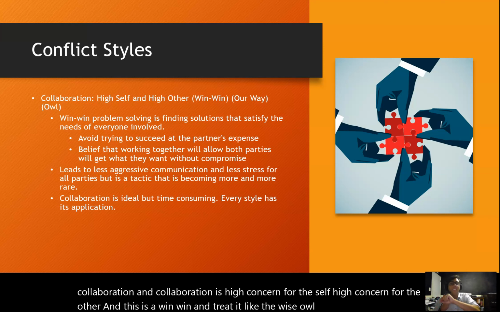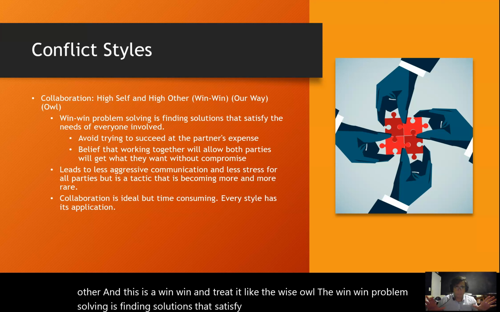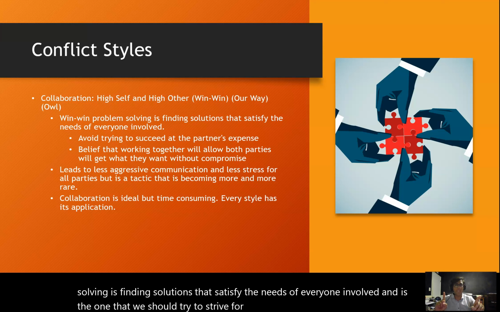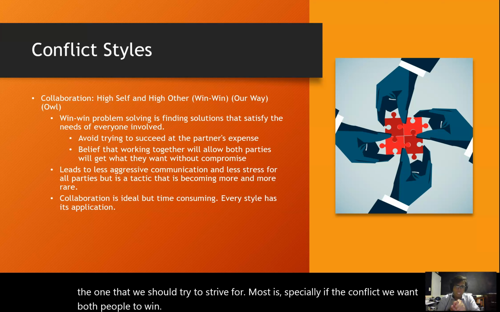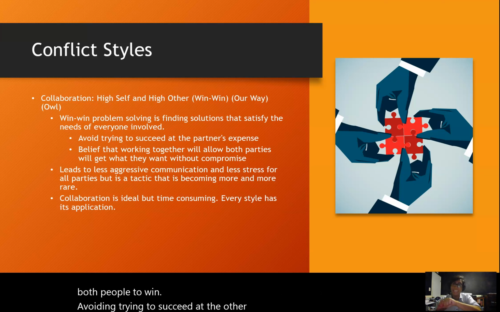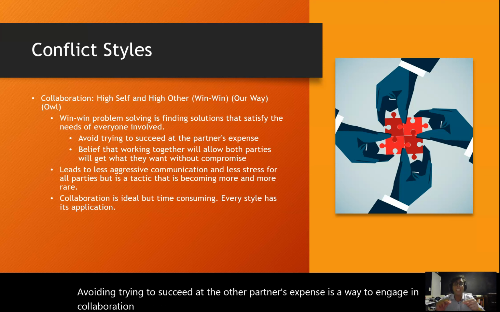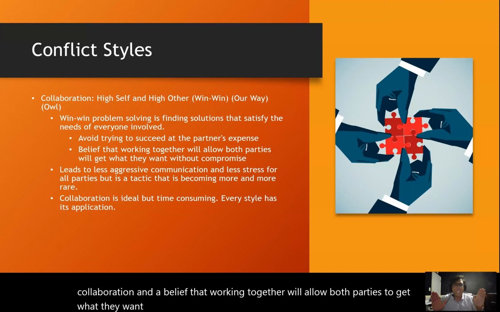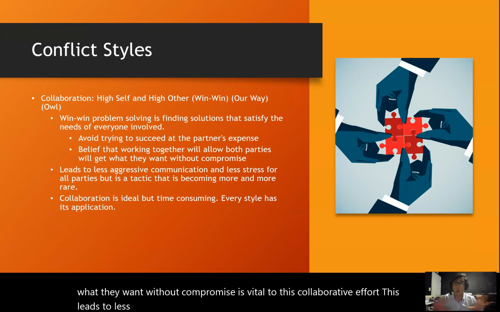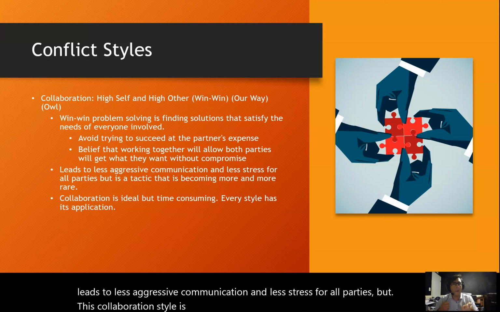The win-win problem solving is finding solutions that satisfy the needs of everyone involved, and is the one that we should try to strive for most, especially if we want both people to win. Avoiding trying to succeed at the other partner's expense is a way to engage in collaboration, and a belief that working together will allow both parties to get what they want without compromise is vital to this collaborative effort. This leads to less aggressive communication and less stress for all parties, but this collaboration style is becoming more and more rare because we have a very competitive nature.